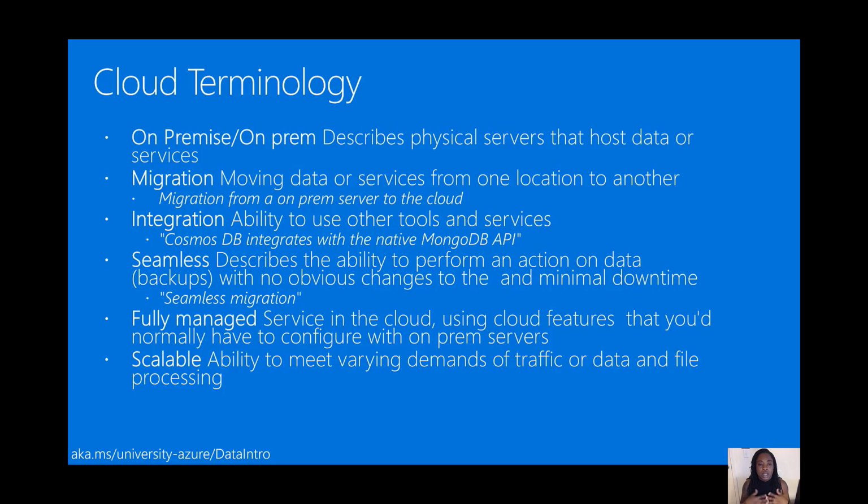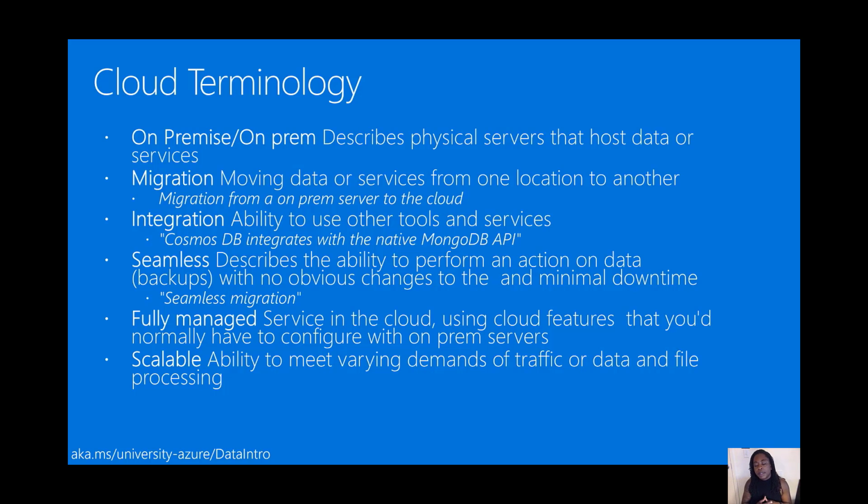Another term that's pretty common is integration. And integration is that ability to use other tools and services. So one of the great things about working with the cloud is that when you use one service, there's usually another service that integrates really well with it. So for example, Cosmos DB has the ability for you to use the MongoDB API. And that's the API that you would use even if you had MongoDB on another server somewhere.